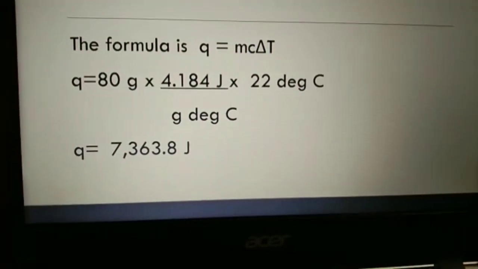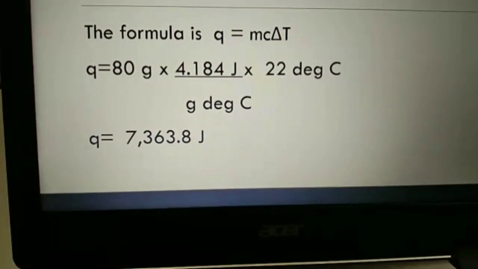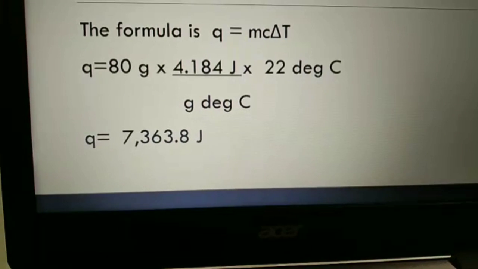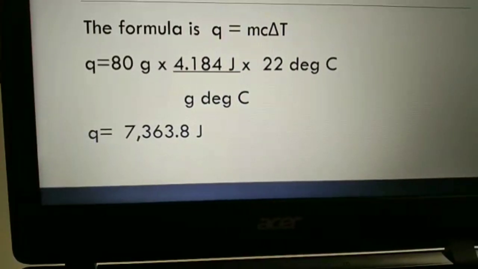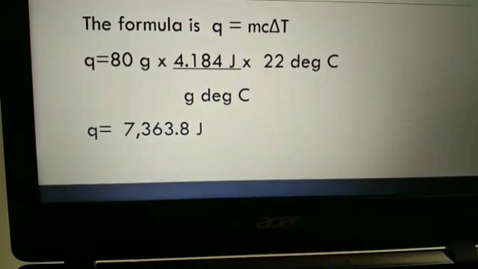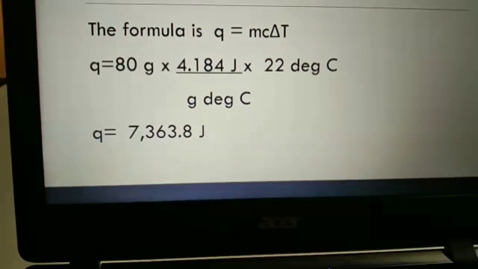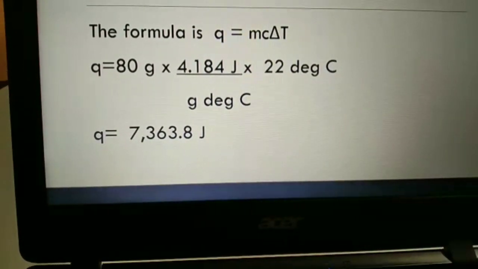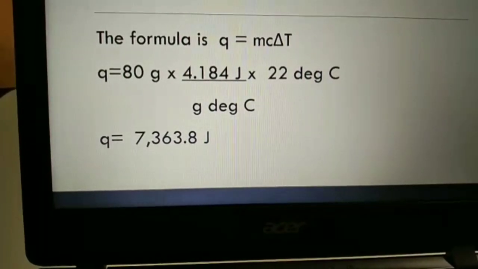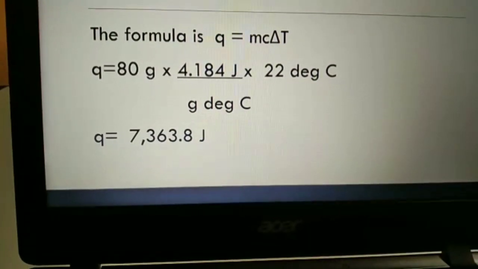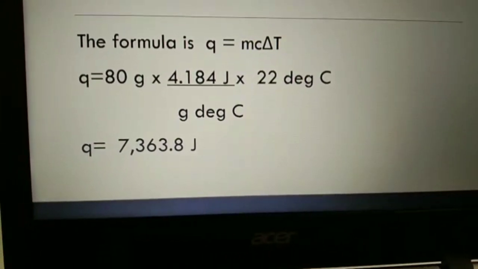The formula is Q equals mc delta T. Substitute the values in the formula. Q is equal to 80 grams times 4.184 joules per gram degree Celsius times the change in temperature of 22 degrees Celsius, which is the difference of 48 degrees Celsius and 26 degrees Celsius. The answer is 7,363.8 joules.